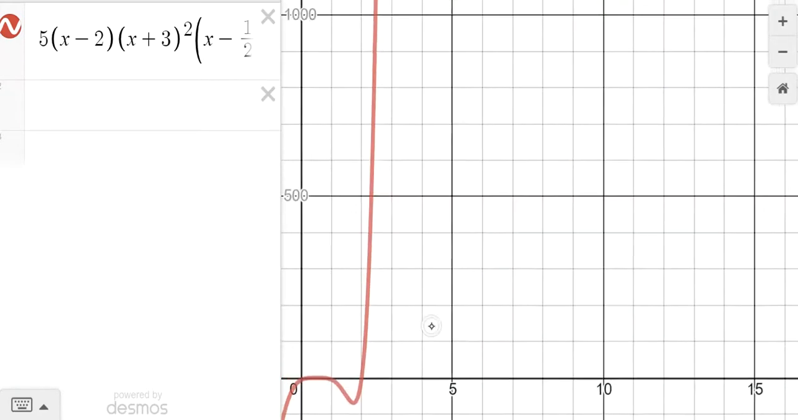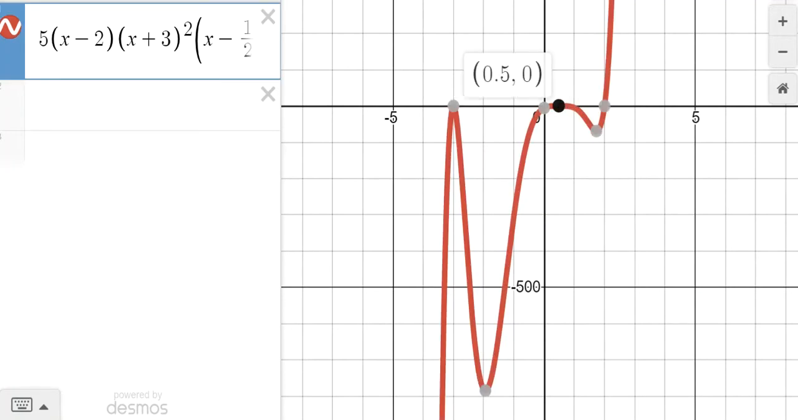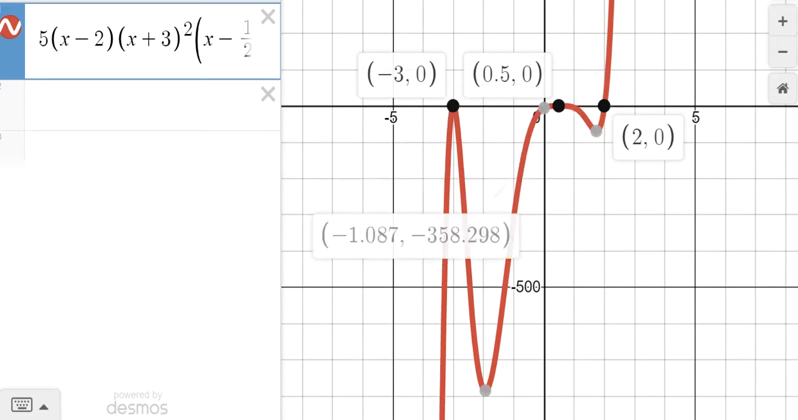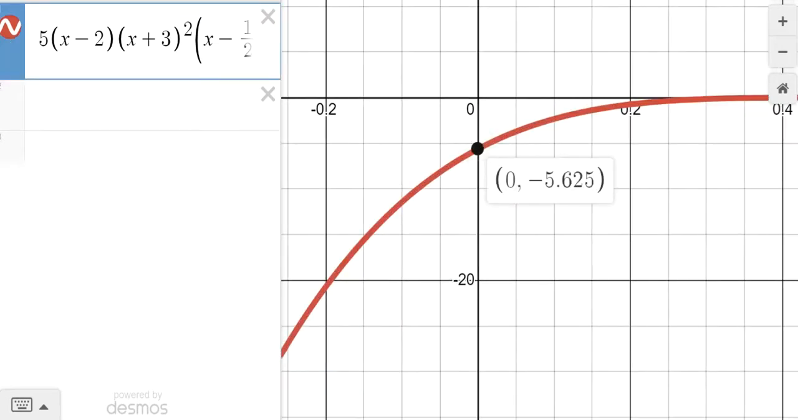The left side tail is pointing down. The right side tail is pointing up. We bumped into the x-axis and turned away at -3. We bumped into the x-axis and turned away at +1/2. In fact, I can tap on the screen to see that. And then finally, we crossed through the x-axis at +2. These other gray marks indicate important components on the graph, and if I zoom into this gray mark in the center, that should be our x-intercept. I'm sorry, our y-intercept, which is indeed located at -5.625, as we predicted.